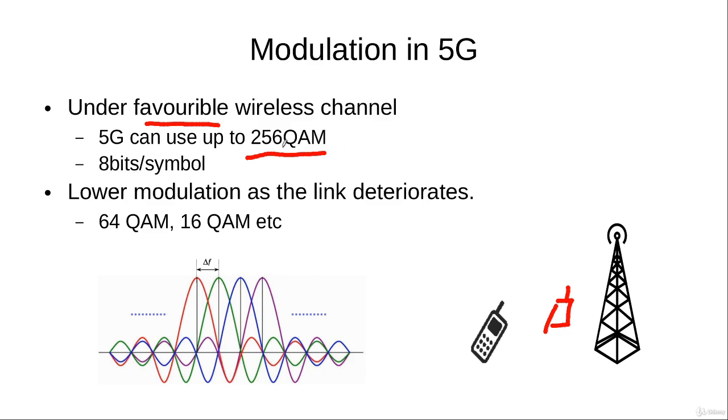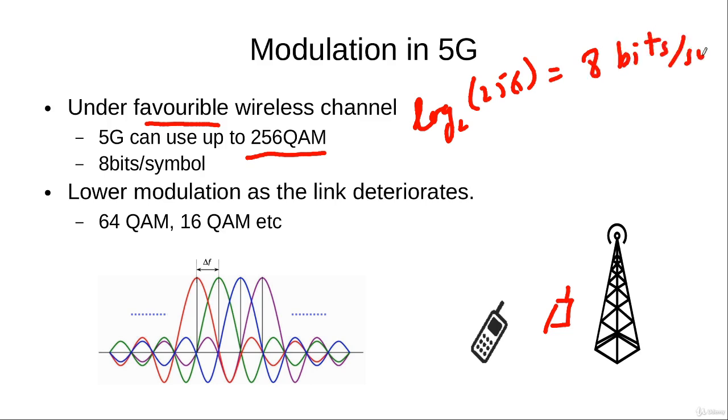And in the case of the 256 quadrature amplitude modulation scheme, the number of bits per symbol that we can transmit is log 2 of 256, or it is 8 bits per symbol that we can transmit. So this means that the data rate of this mobile would be very high.